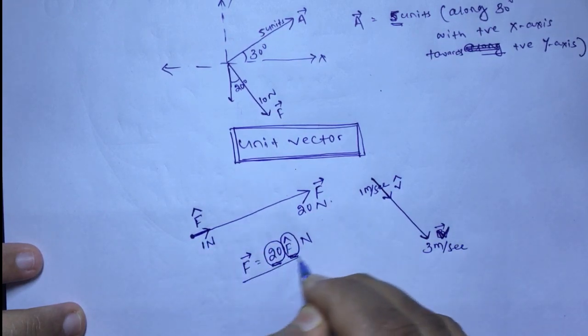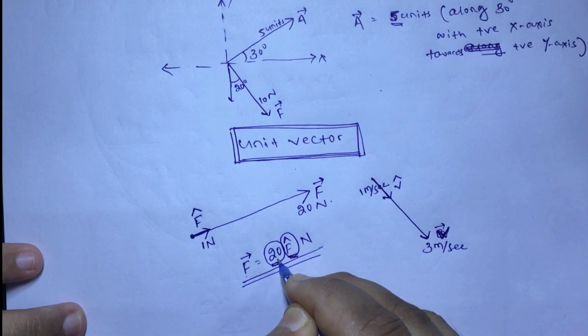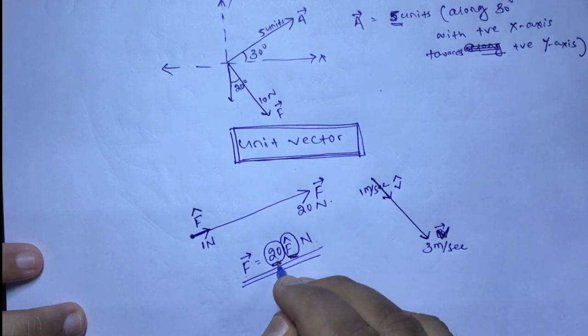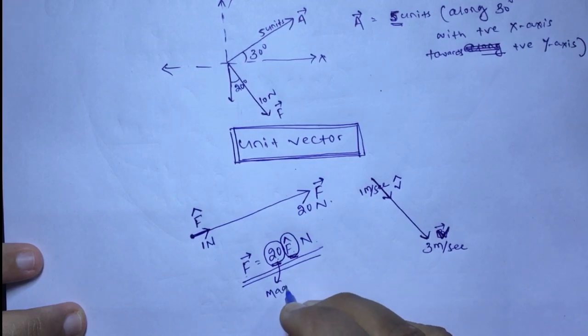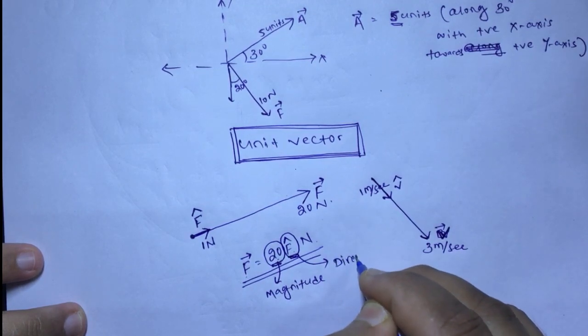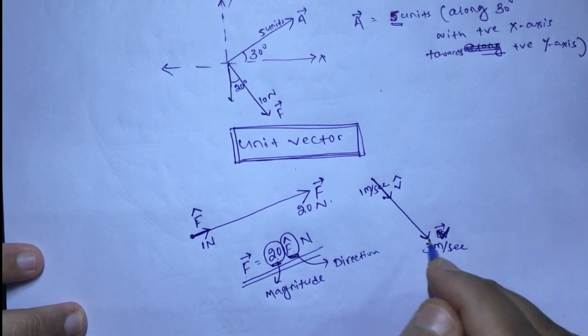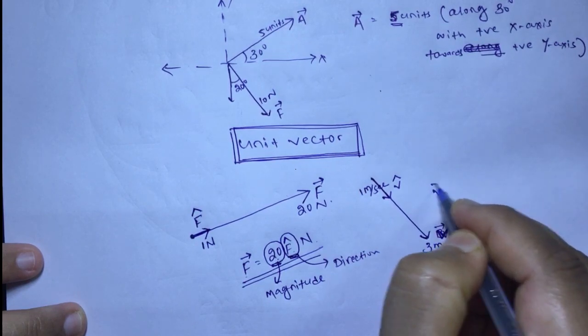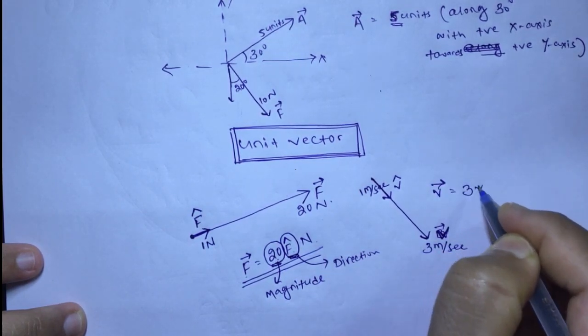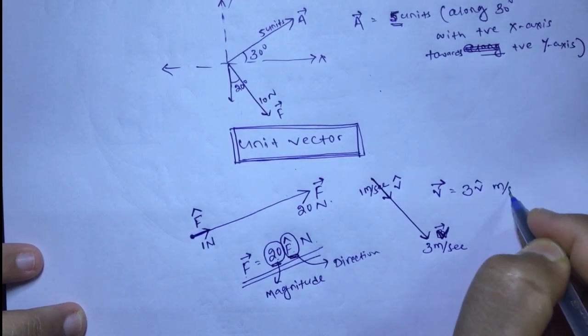So I can obviously write this f vector equal to 20 f cap Newton, where this 20 will give you the magnitude and this f cap will give you the direction. Similarly, this v vector, what can I write? V vector equal to 3 v cap meter per second.